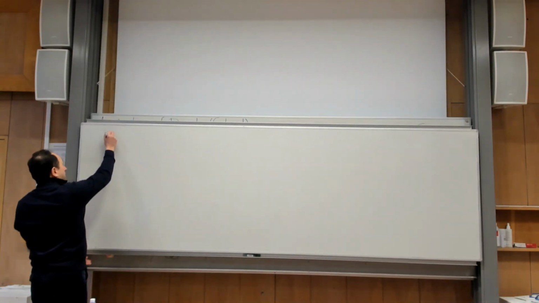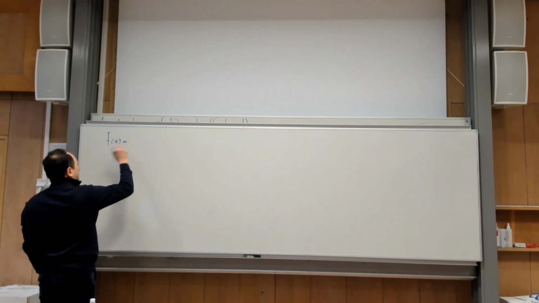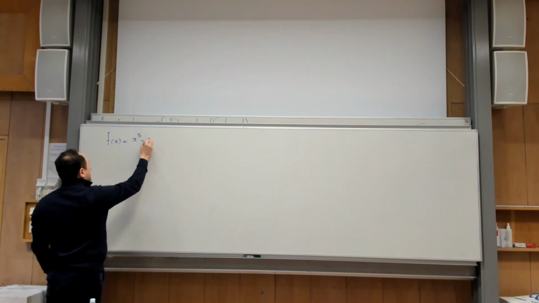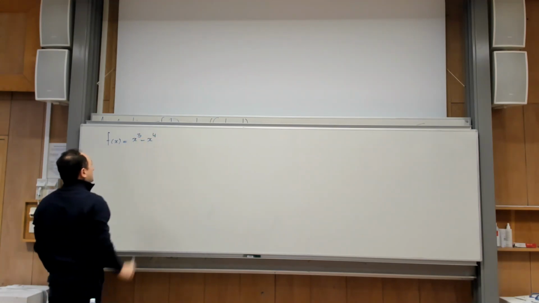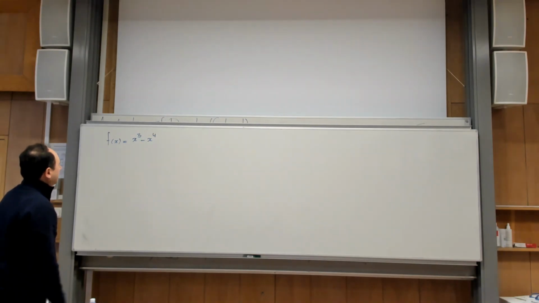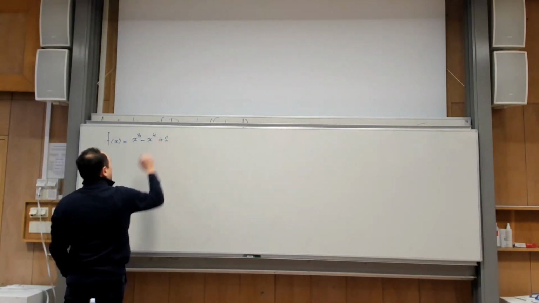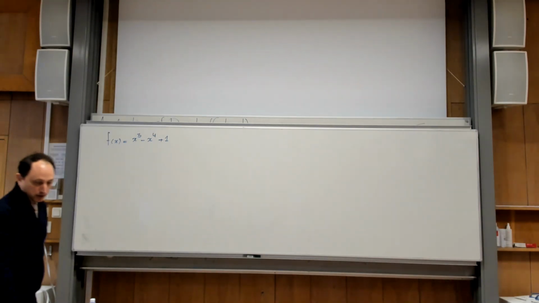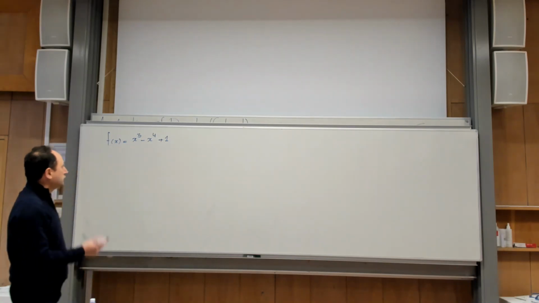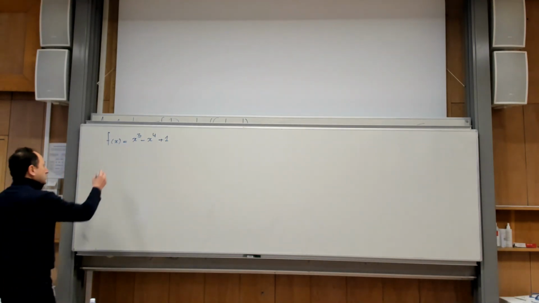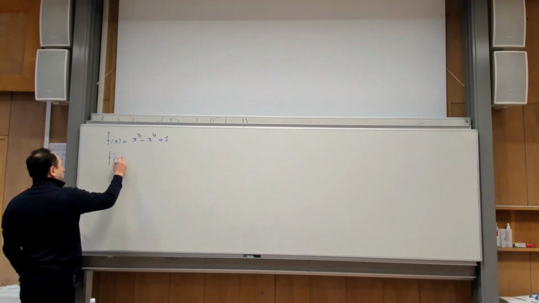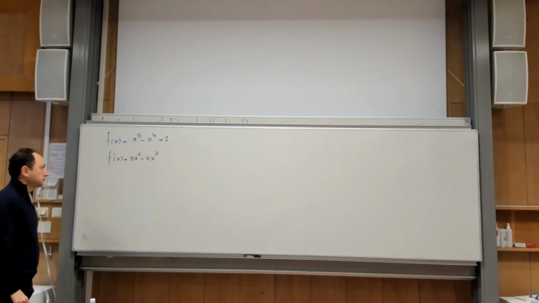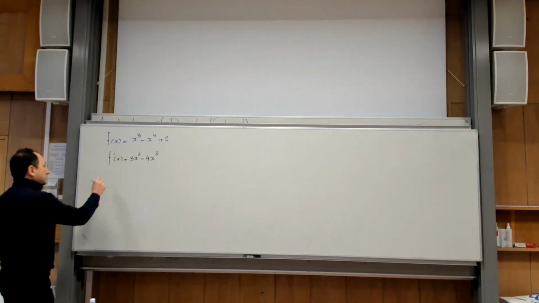f of x equals x to the power of 3 minus x to the power of 4 plus 1. I hope that this is correct. Okay. So if I want to do the same thing for this new function, the first thing is to differentiate the function. This becomes 3x squared minus 4x cubed. And then I equate it to 0.